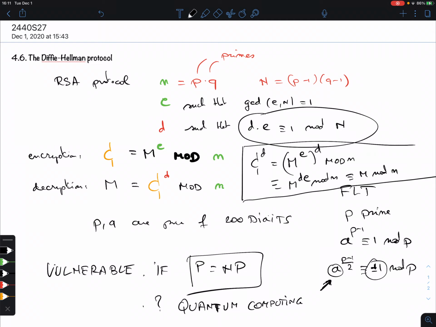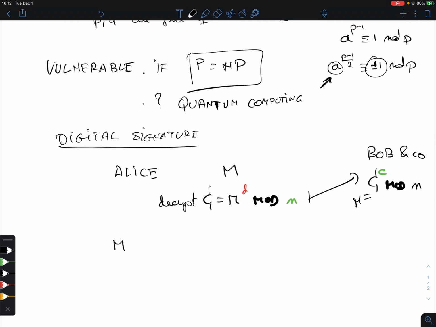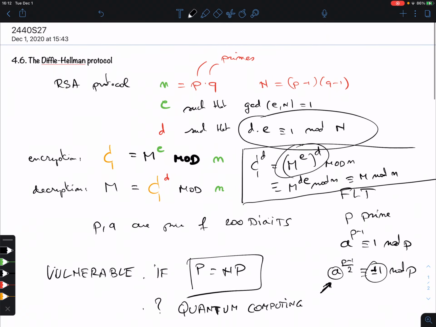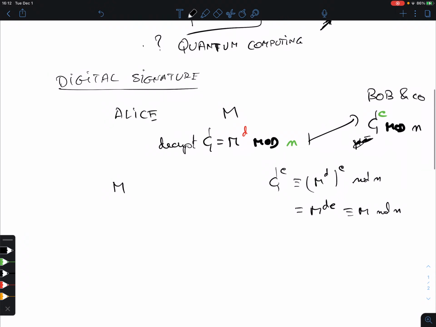Now, look, in this calculation the powers D and E can be switched around. So let's see, if I do this here, what does this give? C to the power E is the same as M to the power D to the power E mod N. Now you see that the exponents have switched, E and D. Now it is D to the power E, but it is still the same. It's M to the power DE, which is the same as M mod N. So using the publicly available encryption key, you can actually get the actual message.